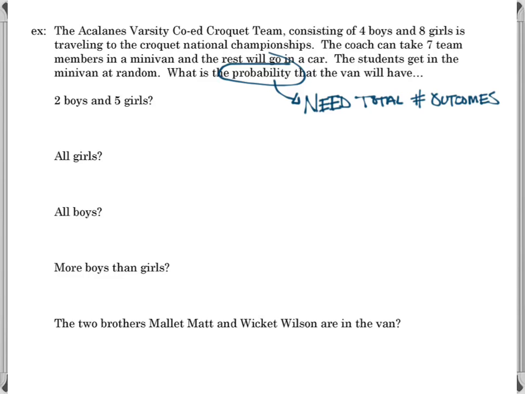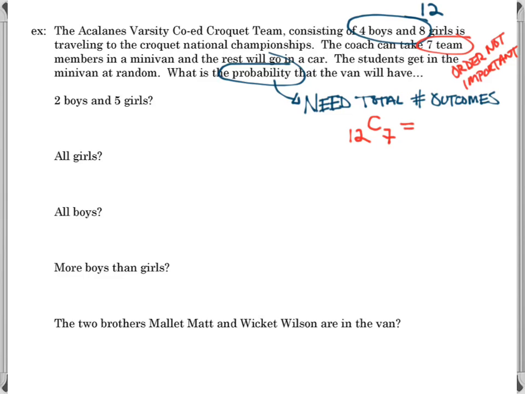And so let's say that we have a co-ed croquet team. We want 4 boys and 8 girls. And then we can take 7 team members in a van. The rest will have to go in a car. Right? The students get the minivan at random. What's the probability they'll have 2 boys and 5 girls? So we think about, we have 12 total, right? The order is not important. I just pick 7 people to go in the van. It doesn't matter if you're first or 7th, right? You just get in the van.